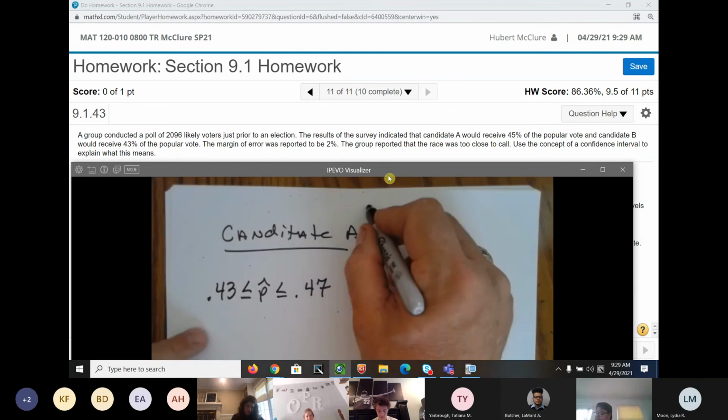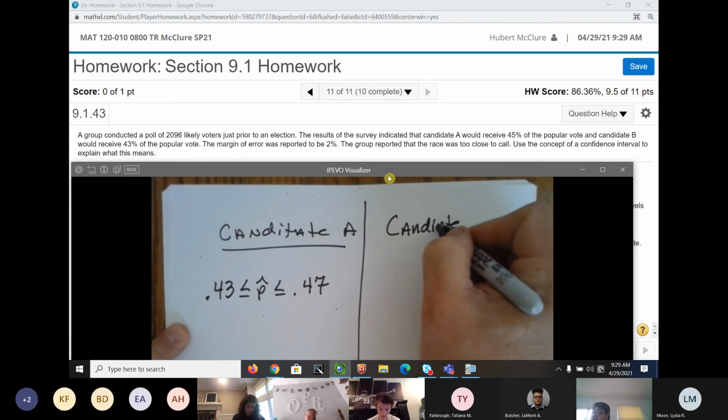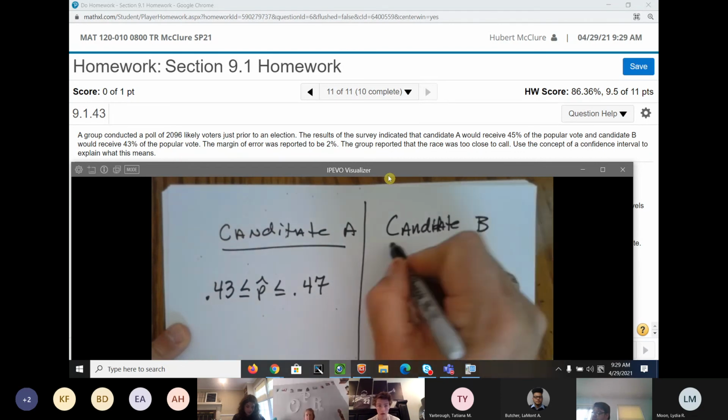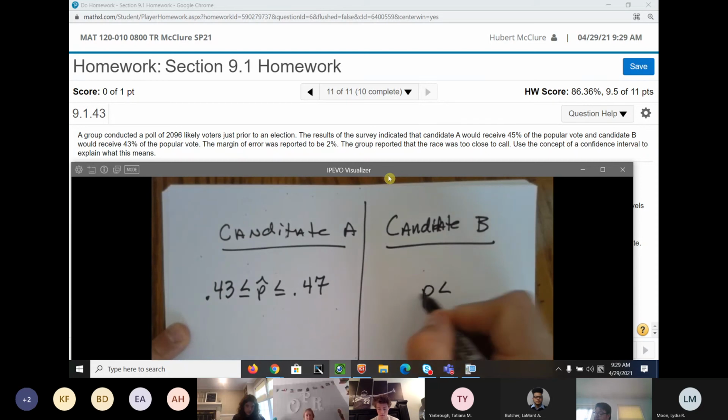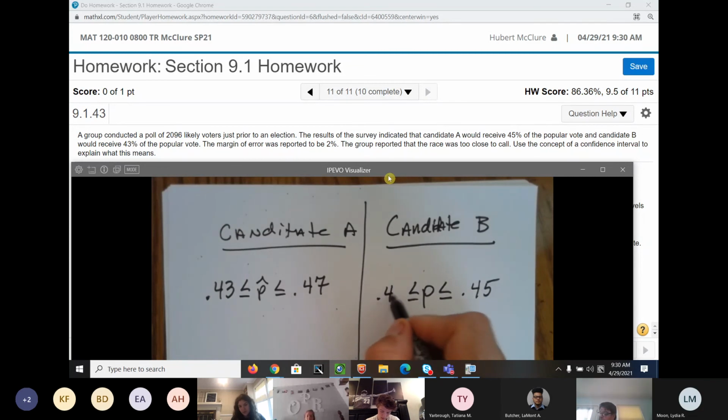For candidate B, p hat is what? Is it 43%? Okay, what's 0.43 plus 0.02? 45%. What's 0.43 minus 0.02? 41%.